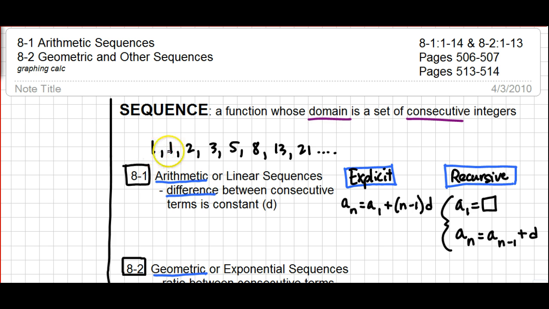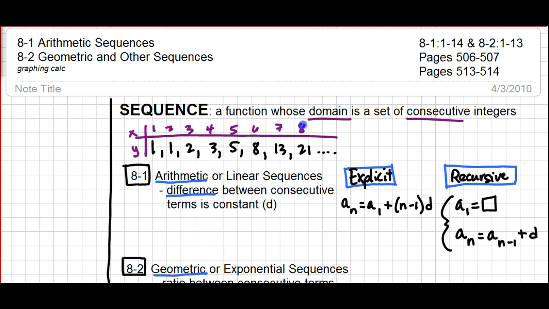So if you look at the given sequence here, these numbers are not consecutive. These three are, but the whole sequence itself is not considered consecutive. So that means these must not be a list of the domain. So that must mean that these are the y values. So keep in mind that when you're working with a sequence, the sequence itself is the y values, and the x values, or the domain, those are where the consecutive integers are going to be.